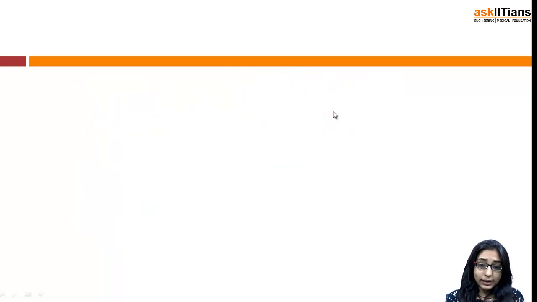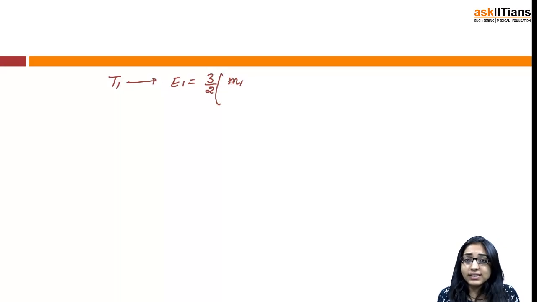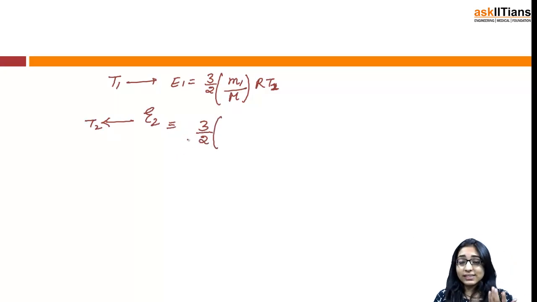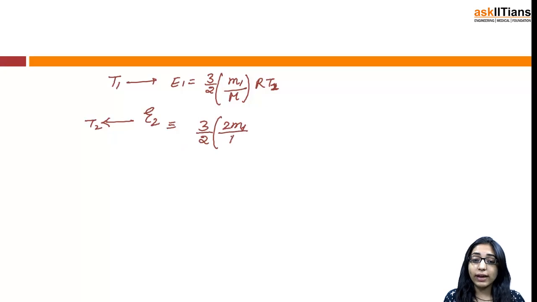Now if I simply ask you to substitute the values of the data points that have been given to you, I will say at temperature T1, the energy E1 will be 3 by 2 into, let's say the given mass is M1, so M1 by capital M into R into T1. Now if I ask you to find the value at temperature T2, which is what we have to find out, E2 will be written as 3 by 2. Since it is said in the question that the mass has been doubled, we can say 2 times M1 divided by capital M into R of T2.